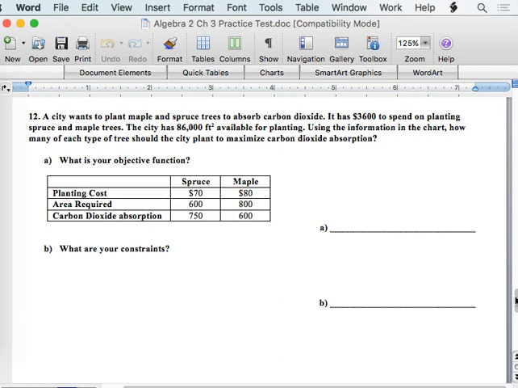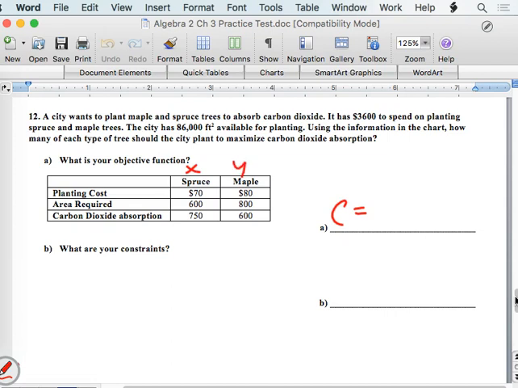Alrighty. So first things first, objective function. What is it that they are trying to do? Read through the problem. What did they want to maximize or minimize here? Carbon dioxide absorption. So that means I'm going to use a C for carbon dioxide, and I'm going to go in the table and look for something about carbon dioxide absorption. Well, there it is, right there. So now all we have to do is decide if we want to use S for spruce, which is a bad idea. So we'll go ahead and use X for spruce and Y for maple.